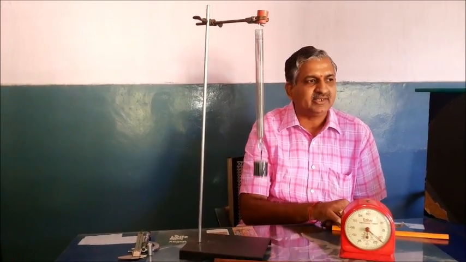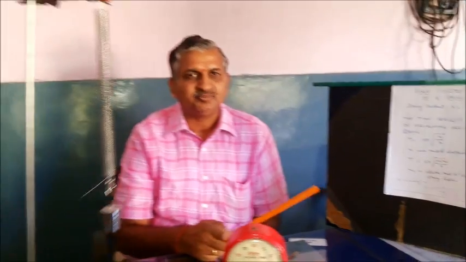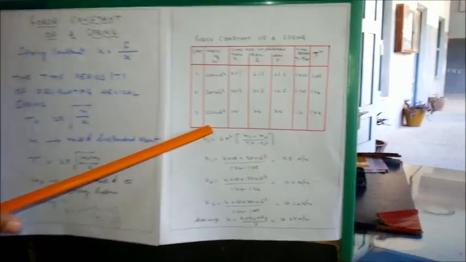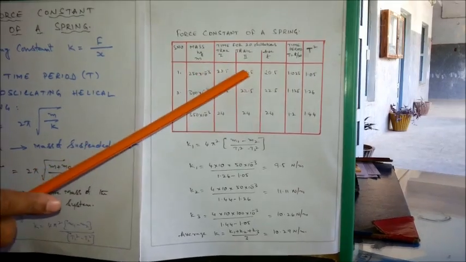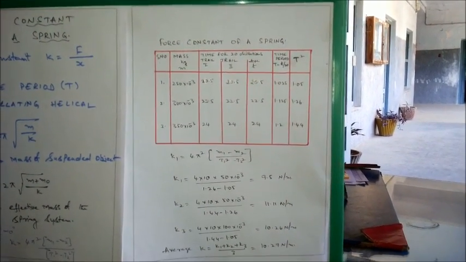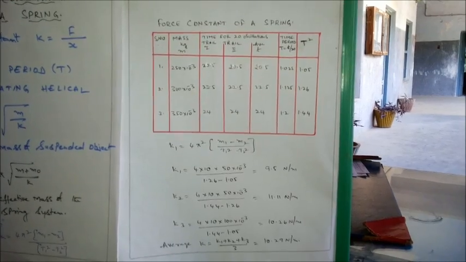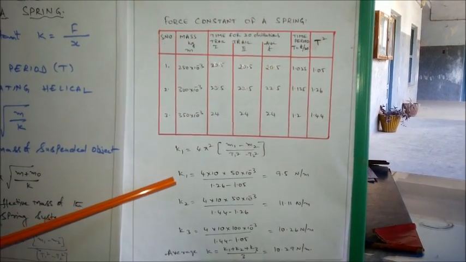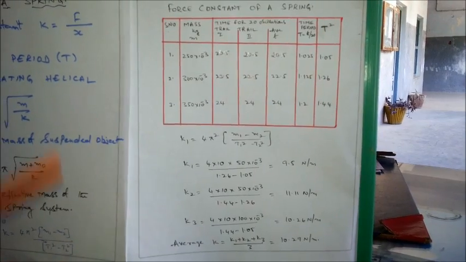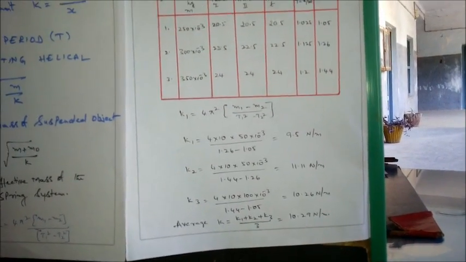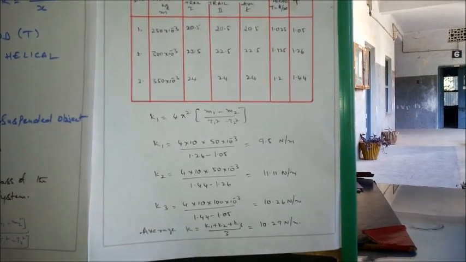The readings are entered in the tabular form given here, and by changing the load, in each case we calculated the time for 20 oscillations, trial 2, and from that we calculated the time period and also T square. The readings are entered in the tabular form, and from that we calculated K1, K2 and K3. The average K value is calculated. In this case it was observed to be 10.29 Newton per meter.